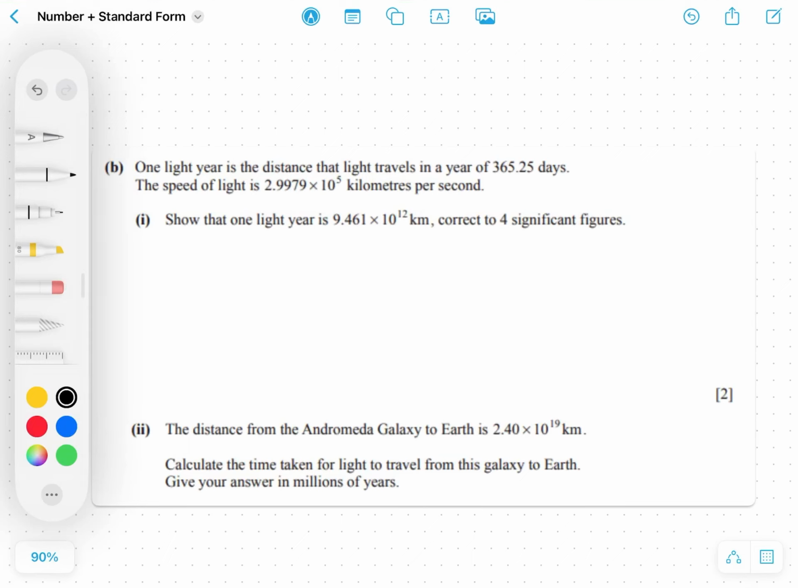Hello, so in this video I'll be working through number and standard form problems. So in this first question we're given the definition of 1 light year and the speed of light. And we're being asked to show that 1 light year is this certain distance.